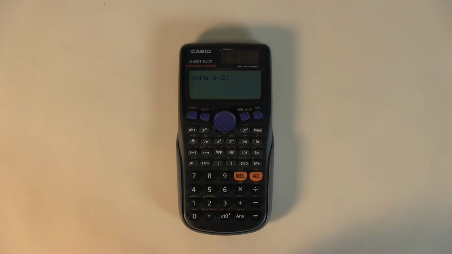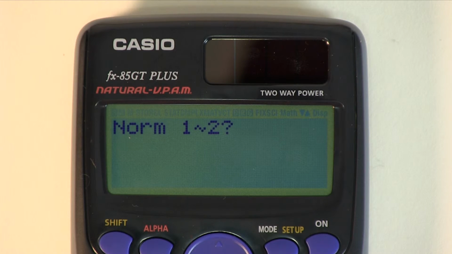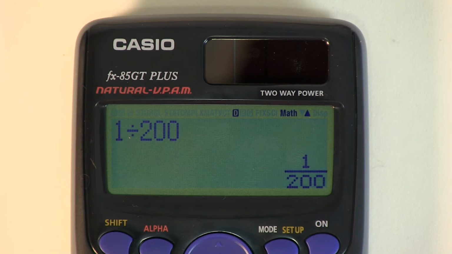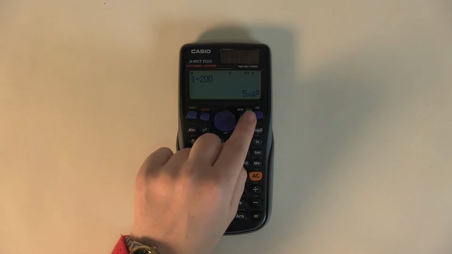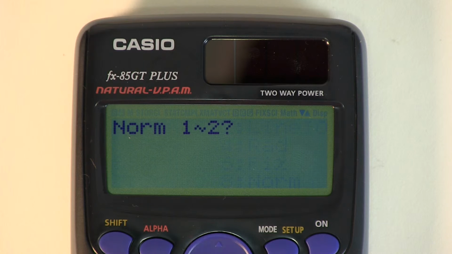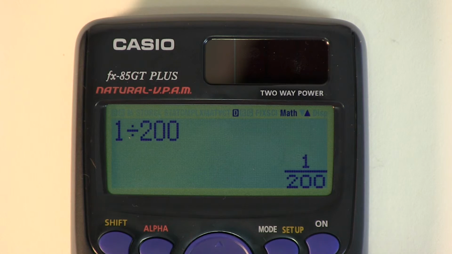8, norm. Now again, you have got a choice of having 1 or 2. If I press 1 and I type in 1 divided by 200, what do I end up with? 5 times 10 to the minus 3. Well, that is not very useful to see because it's already changing it into power notation. Let's see what norm 2 gives me. The very same number, I can now write it as 0.005.